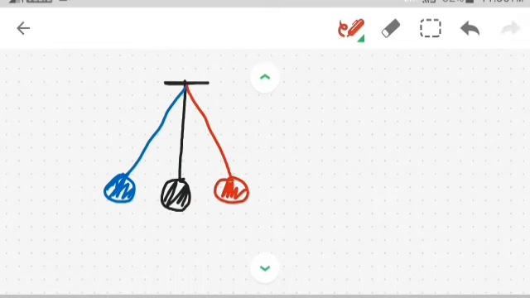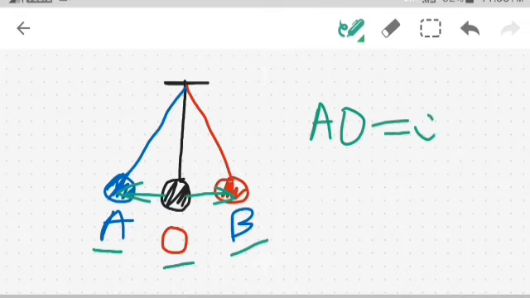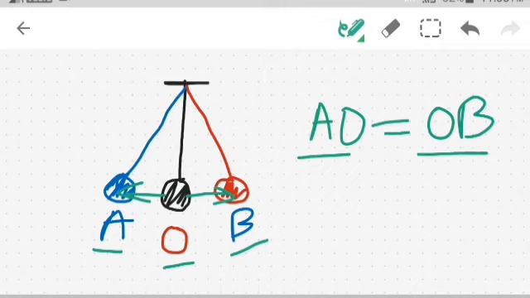Suppose this position is A, this position is O and this position is B. Now the maximum distance the bob goes from the rest position or central position is called amplitude. Basically, AO is the amplitude and AO is equal to OB. So AO and OB is the amplitude for this motion.